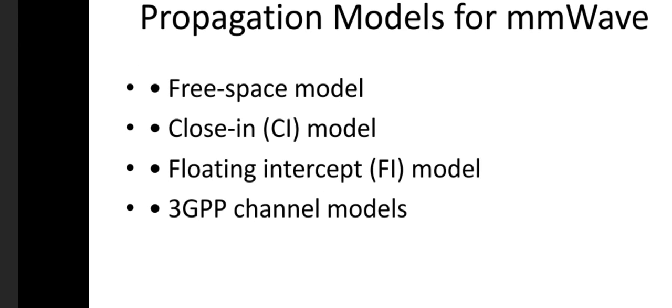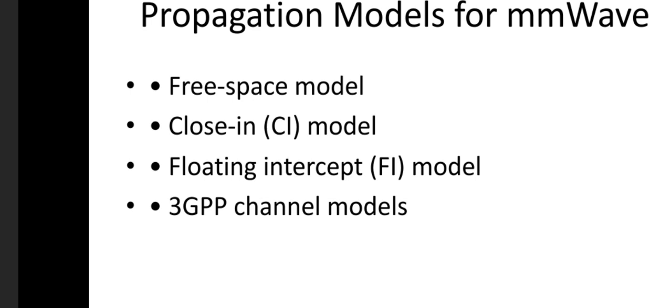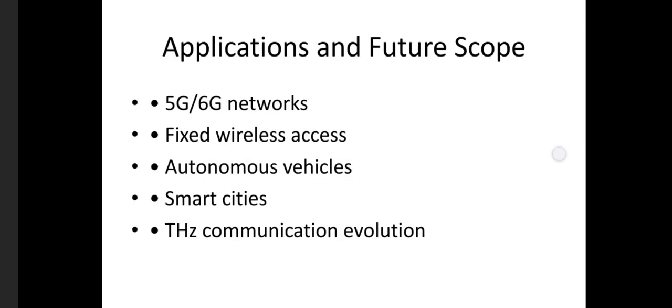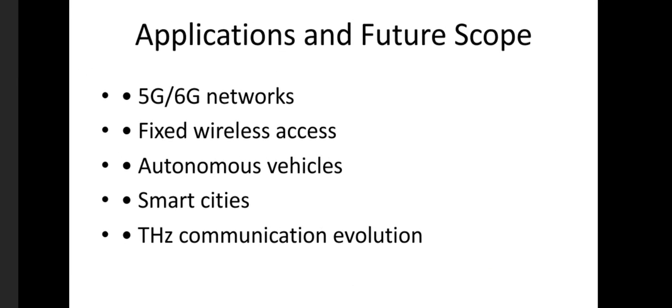These are the propagation models for millimeter wave communication: free space model, close-in, that is the CI model, floating intercept model, and 3GPP channel models. These are the common models employed in millimeter wave communications. And these are the applications and future scope of millimeter wave communication. We have already discussed these, like 5G or 6G networks, autonomous vehicles, IoT-enabled AI-integrated smart systems, smart cities, and your future may go towards terahertz communication evolution.